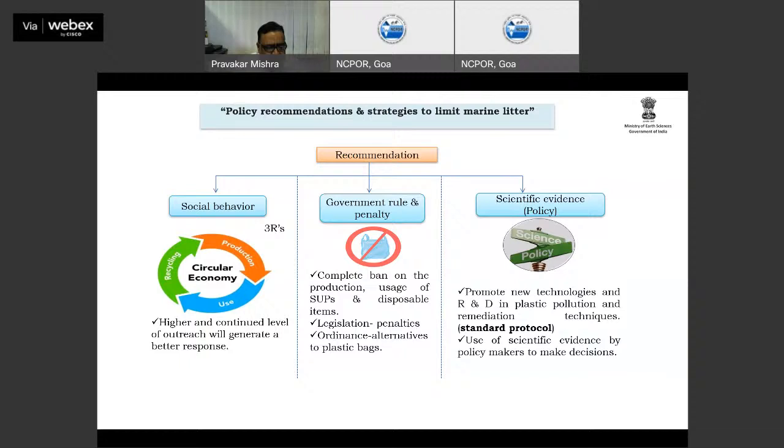The government rules and penalties should be very, very tough, so that there should be a complete ban on the production and use of SUP. Legislation should give some strict penalties. At the same time, we need to promote new technology for pollution and new techniques for remediation, as well as for cleaning our existing river basins and our coastal waters, coastal basins. Scientific evidence for policymakers to make decisions is very important.